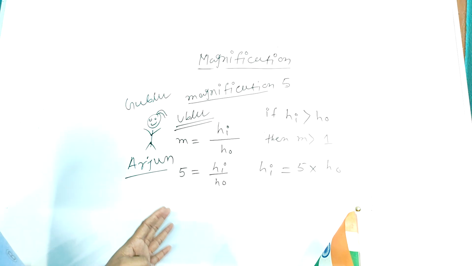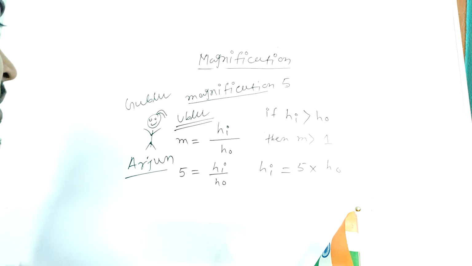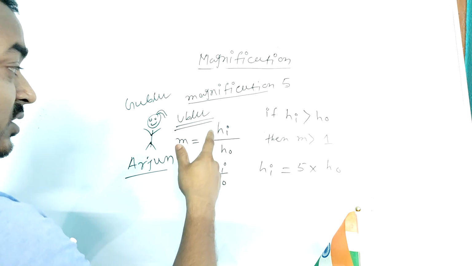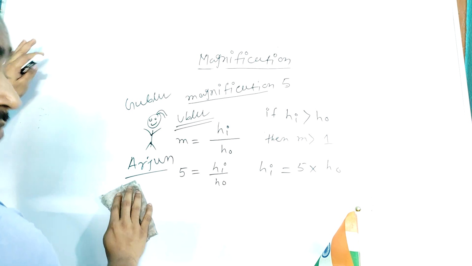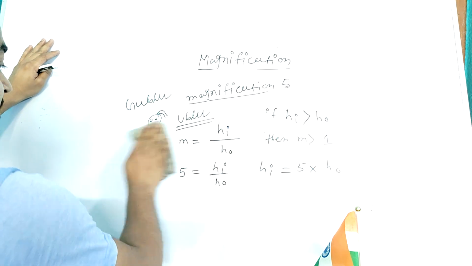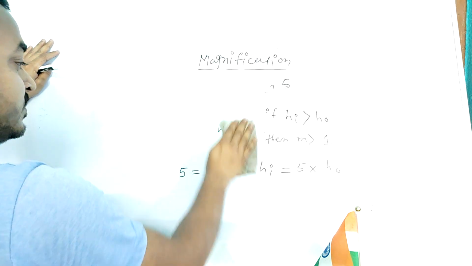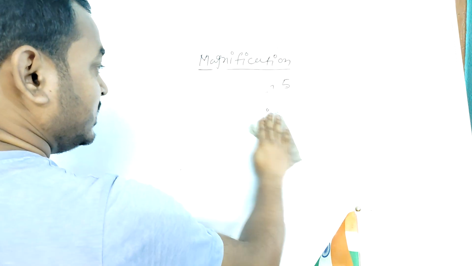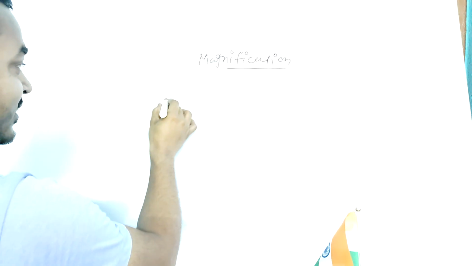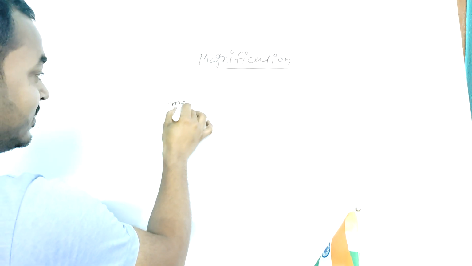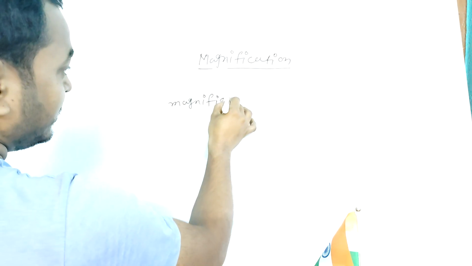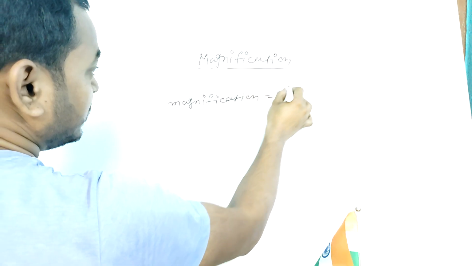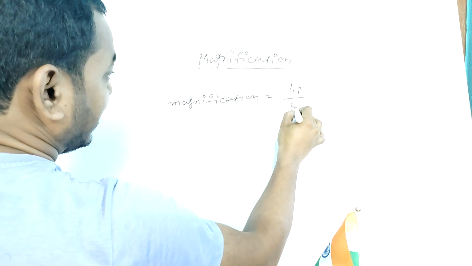So 3 names are given. Just note it down in your copy. So magnification is what? Height of the image by height of the object. So see, be careful. So magnification is equal to height of the image by height of the object.